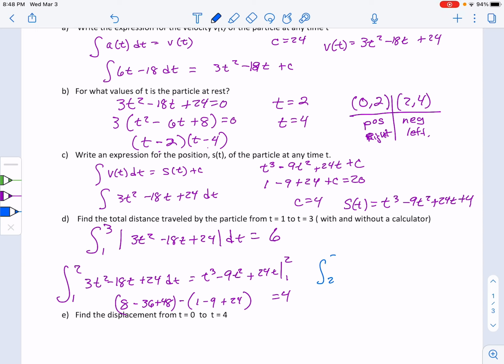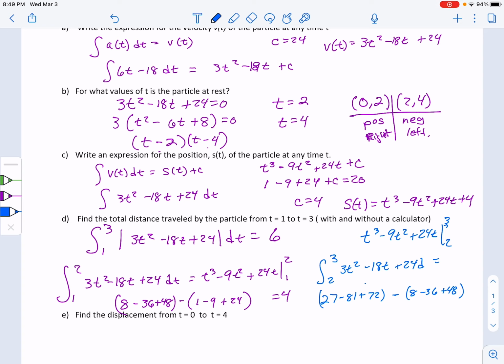Integrate from 2 to 3, because he's going in the other direction, of 3t squared minus 18t plus 24. And you get t cubed minus 9t squared plus 24t from 3 to 2. So that's what, 27 minus 81 plus 72 minus 8 minus 36 plus 48. So what do we get?